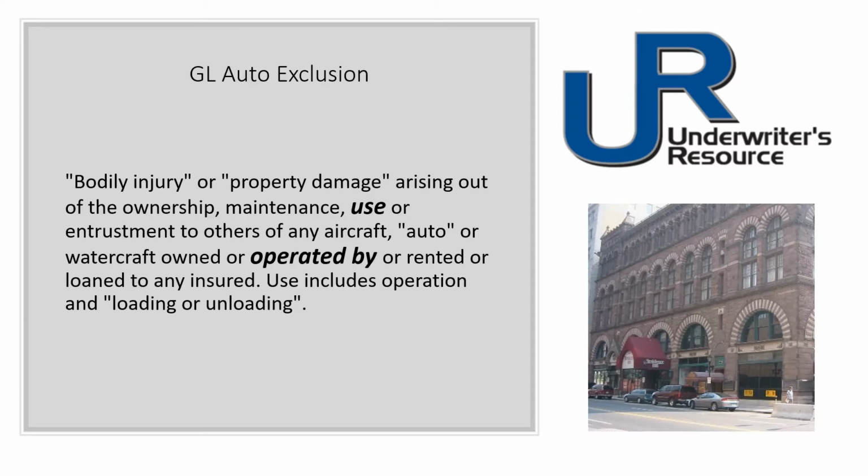Let's take a quick look at the general liability auto exclusion. The GL policy excludes BI or PD arising out of the ownership, maintenance, use, and I think use is an important word, or entrustment to others of any aircraft, auto, or watercraft owned or operated by, and I think operated by can be a key word here, or rented or loaned to any insured, and that includes loading and unloading.